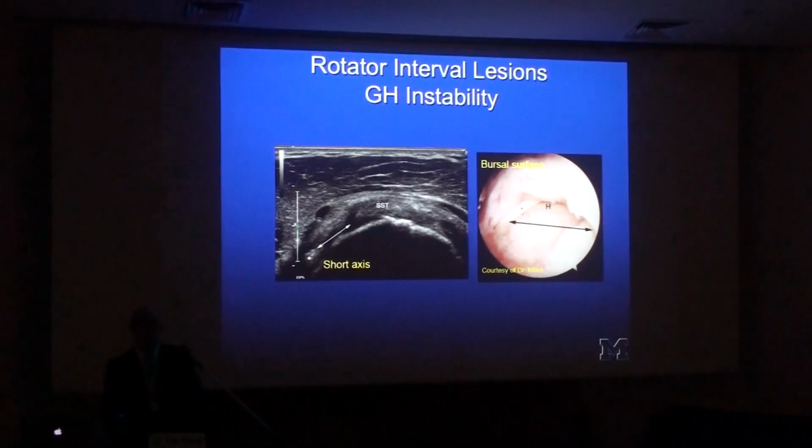Now, we can also appreciate rotator interval lesions and tears on ultrasound at times. This is short axis ultrasound. This is anterior, this is posterior. Here we have the supraspinatus tendon with a focal full thickness defect filled by bursa, extending to the interval over the biceps tendon. Here's an arthroscopy image, bursal sided view. You can see that cuff tear extending to the interval, uncovering that biceps tendon as well. So we can see this on an ultrasound as well at times.